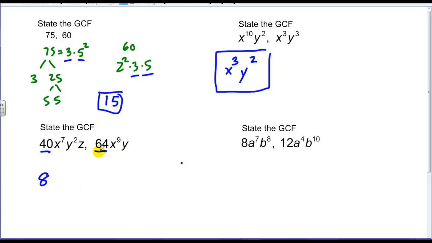I know I have x to the ninth and x to the seventh, so x to the seventh is in both. I have a y and a y squared, so just one y is contained in both. There's no z in both, so I can't list that as a common factor.